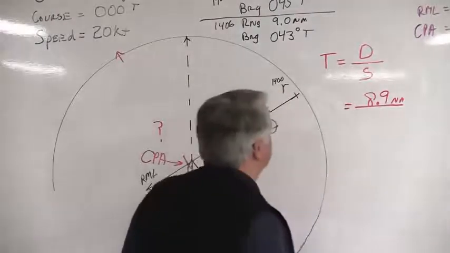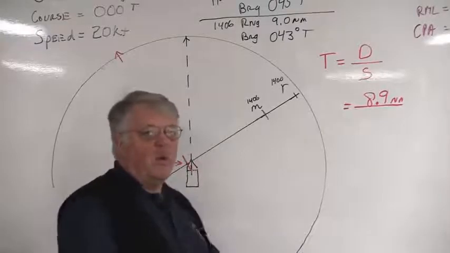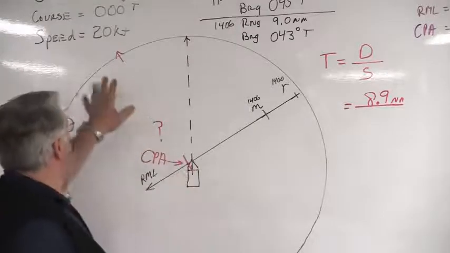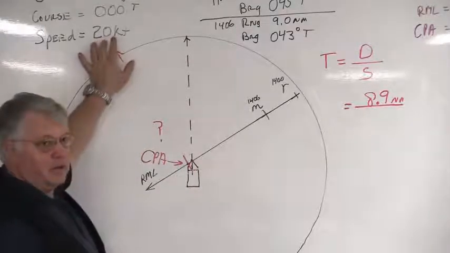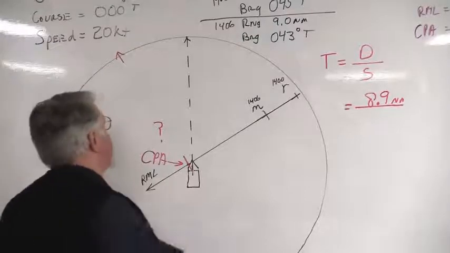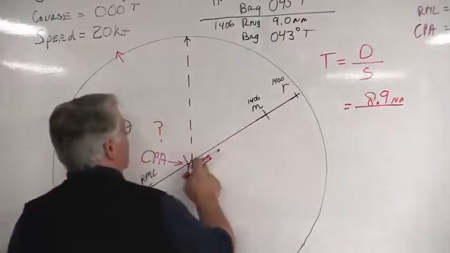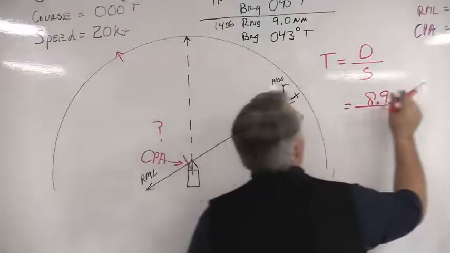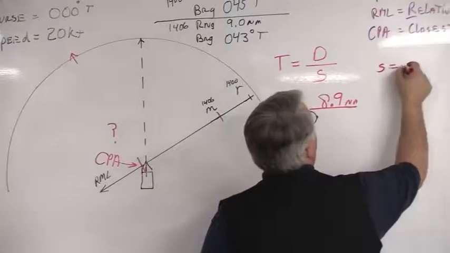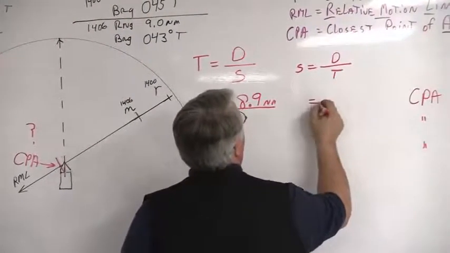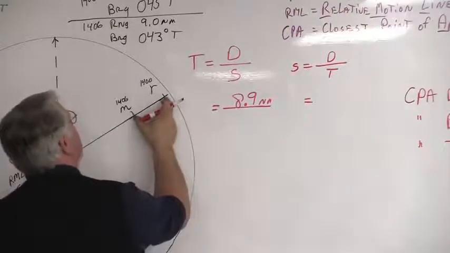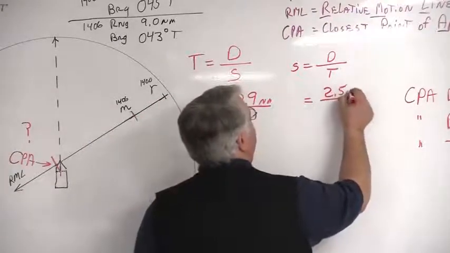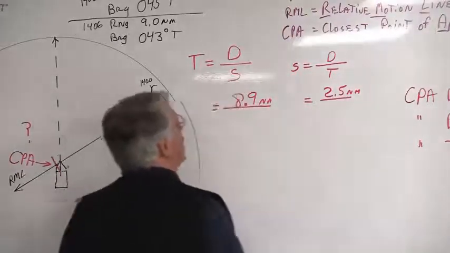Now we have the distance, but now we need the speed. What's the only speed you really know right now? We only know our true speed, don't we? We have to establish what the speed of the vessel is down this relative motion line. The only place that's available is what we know right here, okay? And so in order to calculate speed, it's distance divided by time. So what I want you to do is measure the distance from R to M. It was 2.5 nautical miles in 6 minutes.